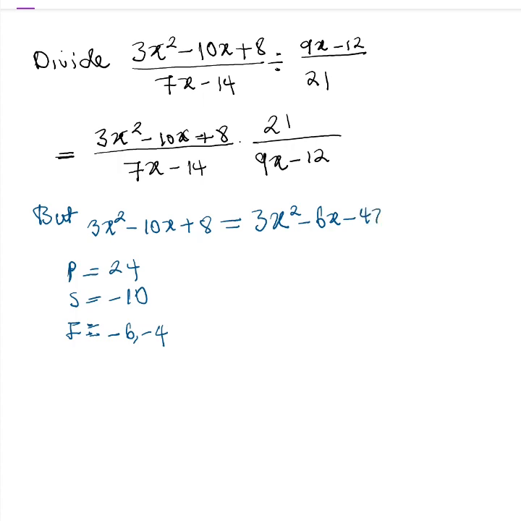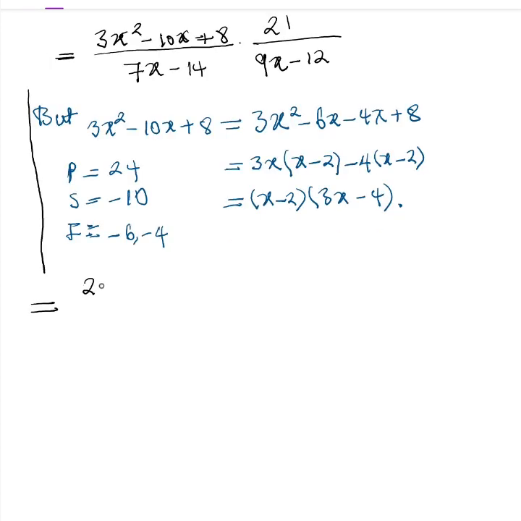So this is 3x squared minus 6x minus 4x plus 8. And 3x is common, x minus 2. 4 here is common, x minus 2. And x minus 2 is common. I remain with 3x minus 4. That is the first part. So this thing is equal to, here I write 21. Then this is multiplied by x minus 2, 3x minus 4.